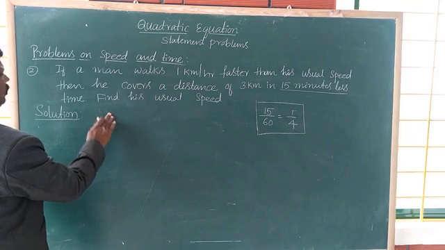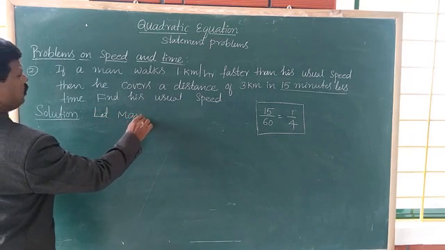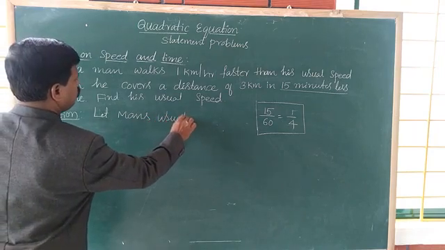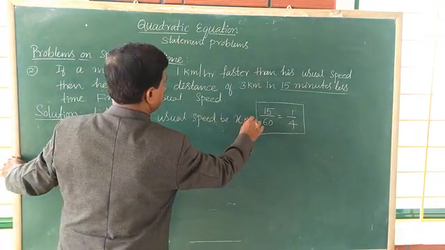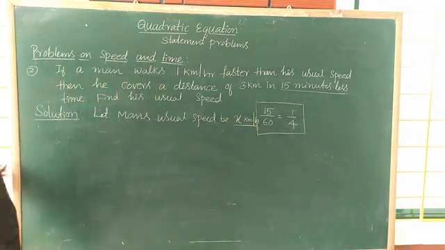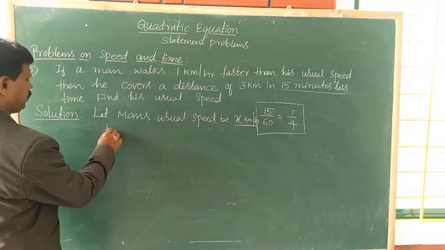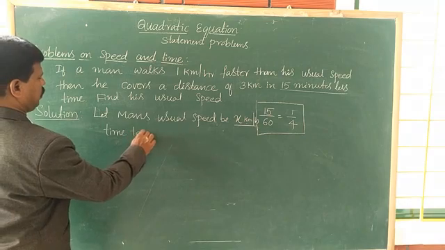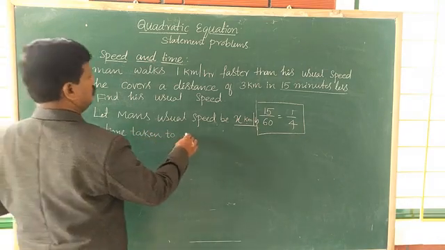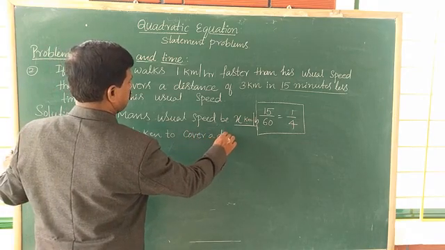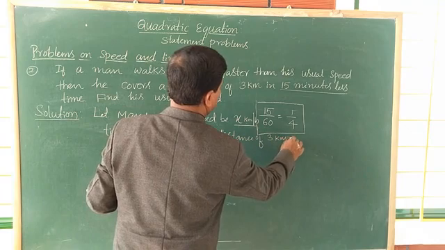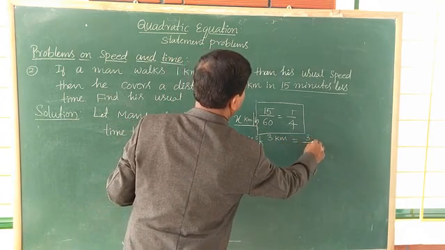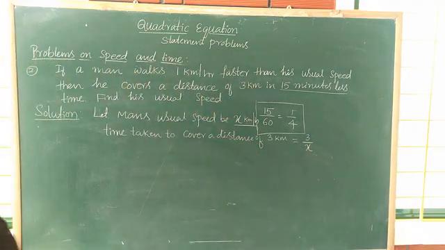Let man's usual speed be x kilometer per hour. Then time taken to cover a distance of 3 kilometers is equal to 3 by x. That is d by s. T is equal to d by s.